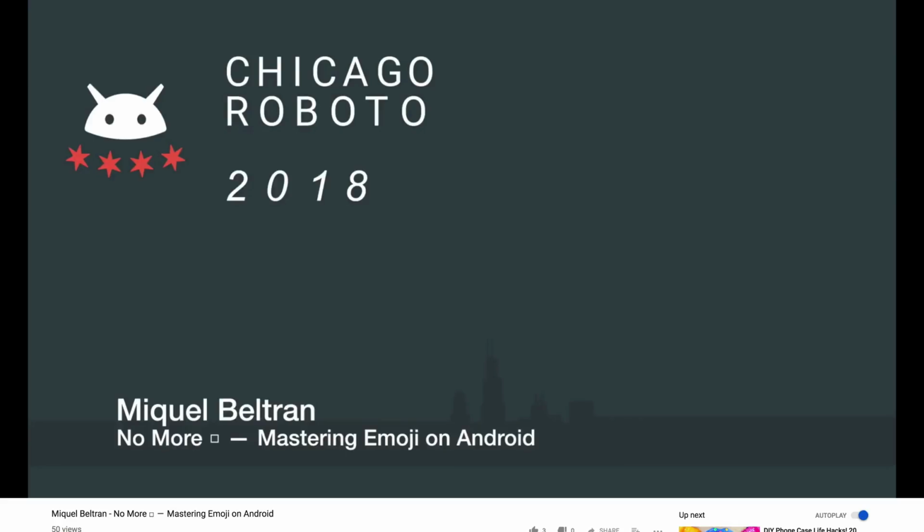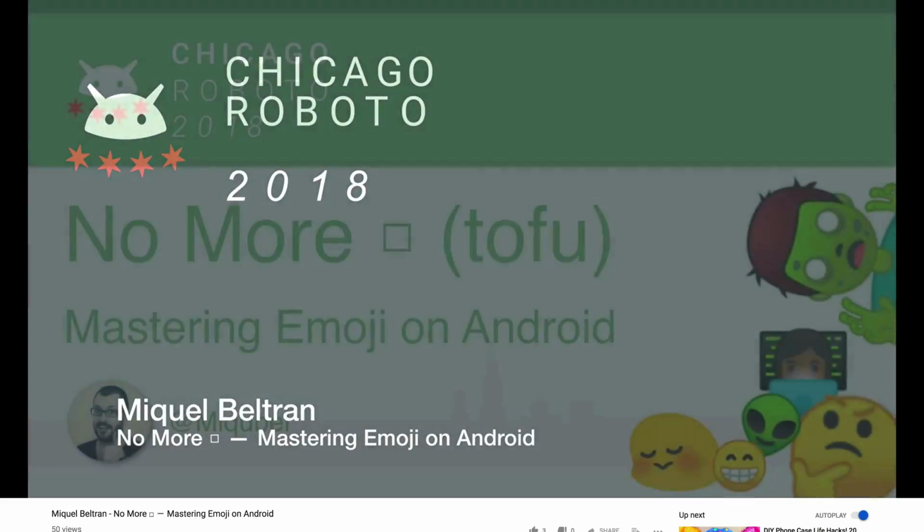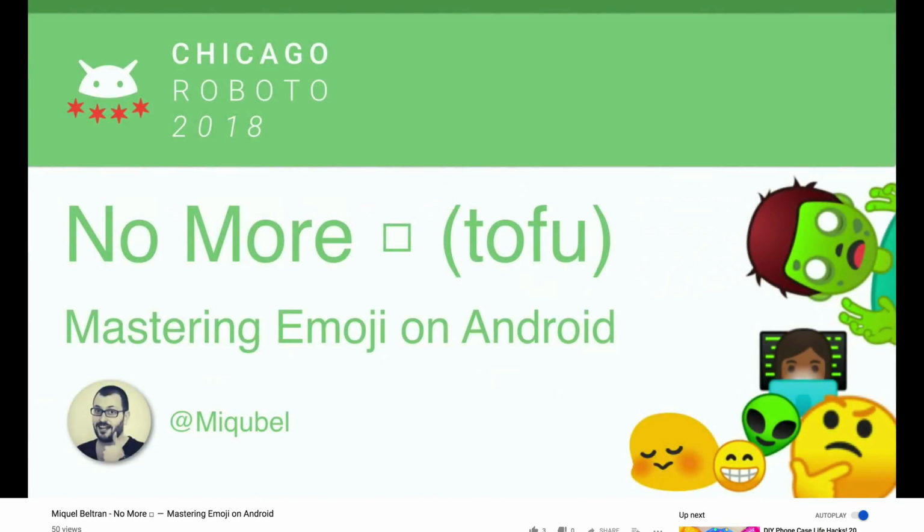But if you are handling emojis at work and you're like me and you're tearing your hair out a little bit, you should definitely check out Miquel's talk. And I believe the Chicago Roboto talks will be recorded. I hope so. I'm pretty sure they will, because I will probably be watching Miquel's talk over and over again as I deal with emojis. And if y'all are finding some challenges implementing emojis on Android, you should definitely check out Miquel's talk.